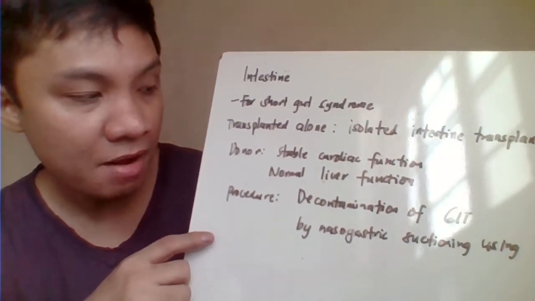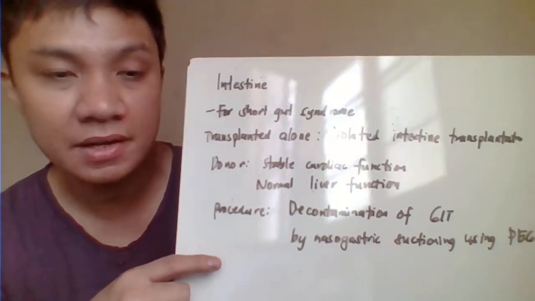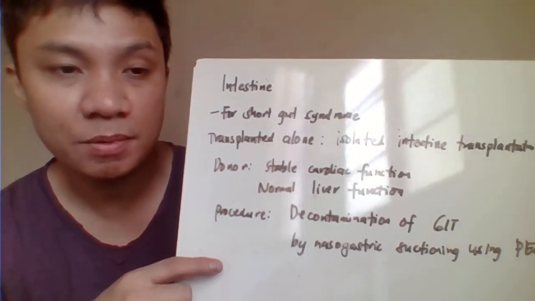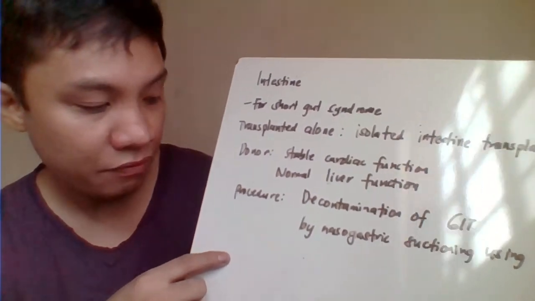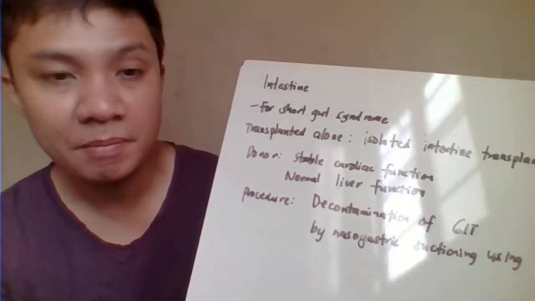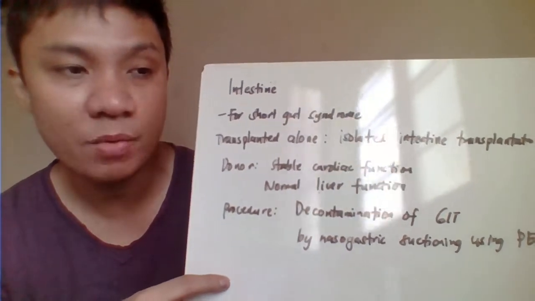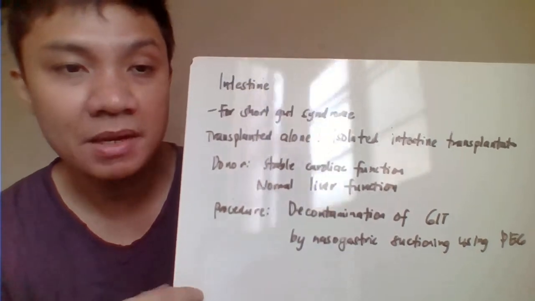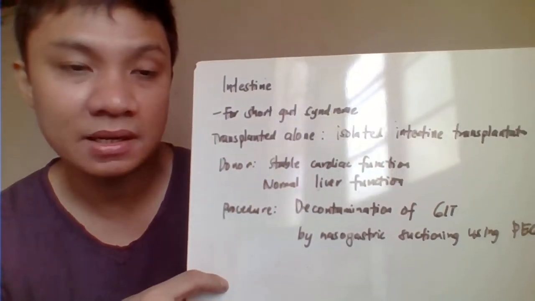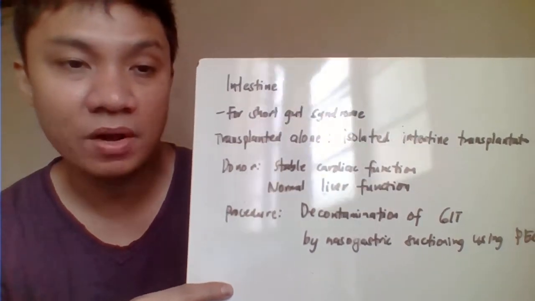For the requirement, the donor should have stable cardiac and cardiopulmonary function, and should also have normal liver function. Before the patient is given the intestine transplantation, the patient should receive a decontamination process by nasogastric suctioning with the use of polyethylene glycol.